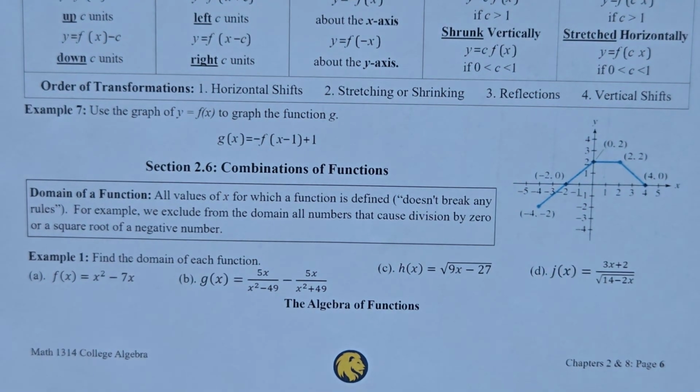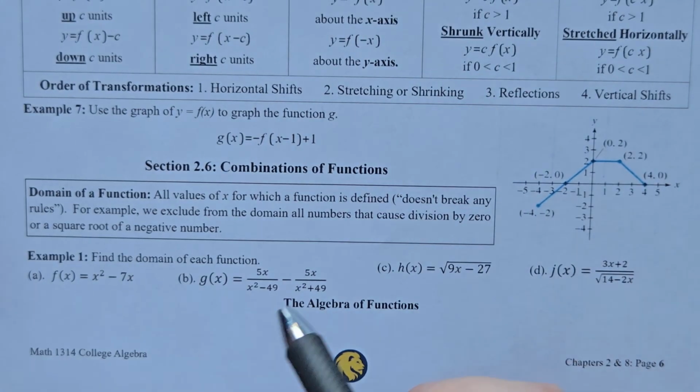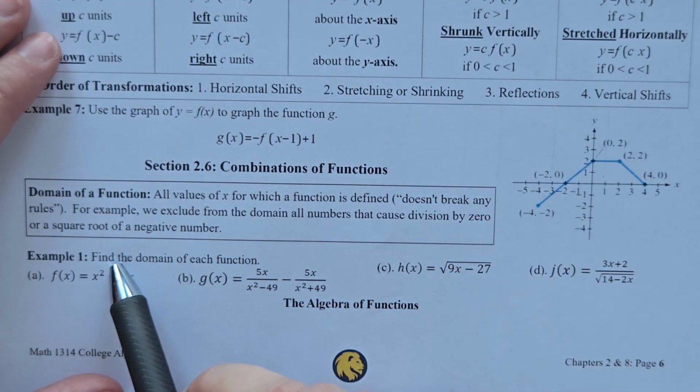All right, y'all. We're going to go ahead and do a quick video on 2.6. 2.6 is going to be talking about combinations of functions. The first thing that we're going to do is start by talking about a reminder of domain on functions. We'll read through this quick blurb here and then we'll do some examples.